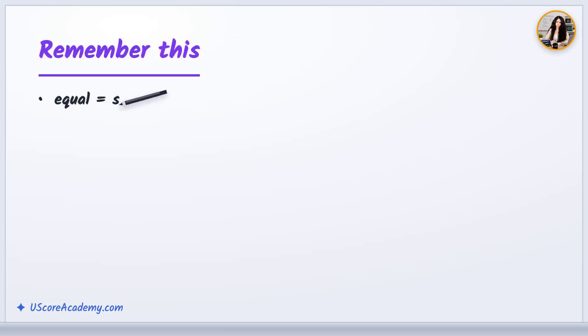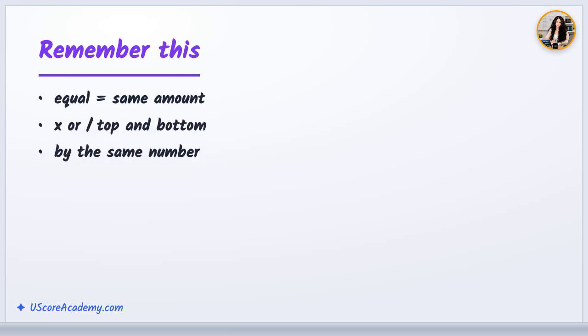So here is the whole idea. Equivalent fractions cover the same amount with different pieces. To make one, multiply or divide both the top and the bottom by the same number. The picture stays exactly as full.